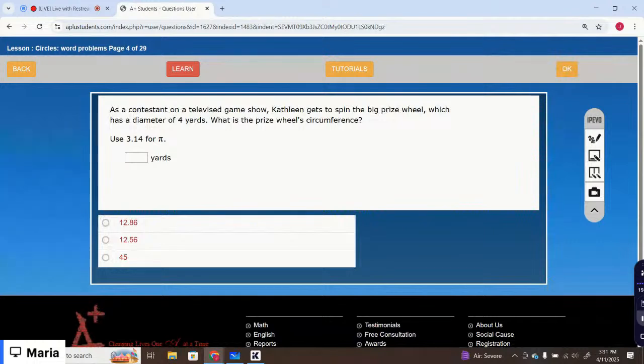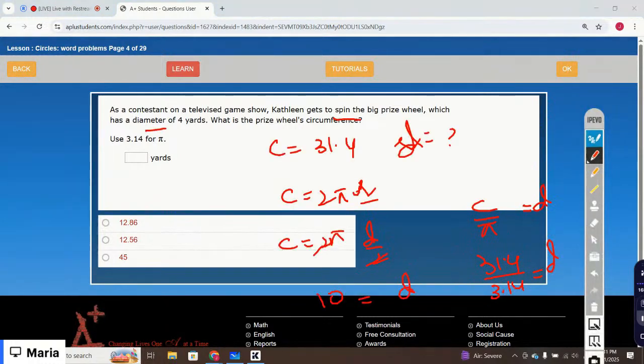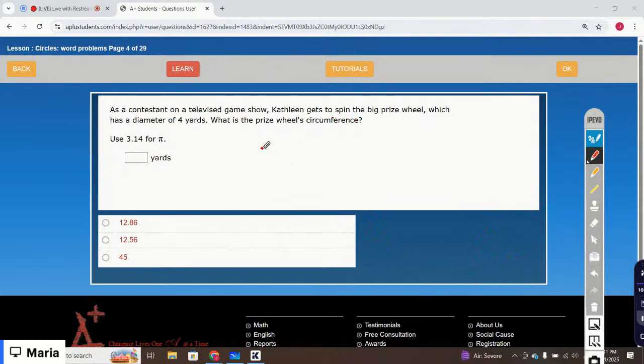As a contestant on a television game show, Kathleen gets to spin the big prize wheel, which has a diameter of 4 yards. What is the prize wheel's circumference? We are given the diameter, that is 4. You need to calculate the circumference. So circumference is C equals 2 pi r. You are given the diameter. The radius is diameter divided by 2.